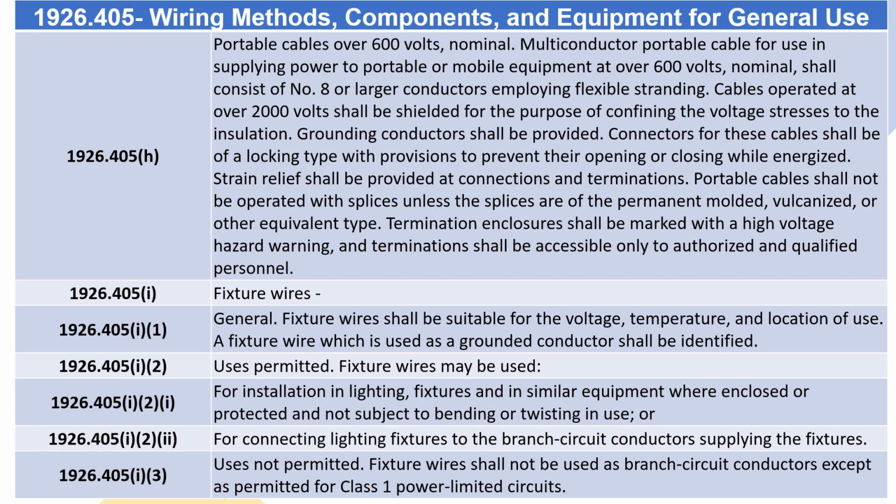1926.405(I)(2) Uses permitted. Fixture wires may be used for installation in lighting fixtures and in similar equipment where enclosed or protected and not subject to bending or twisting in use, or for connecting lighting fixtures to the branch circuit conductors supplying the fixtures. 1926.405(I)(3) Uses not permitted. Fixture wires shall not be used as branch circuit conductors except as permitted for Class 1 power limited circuits.